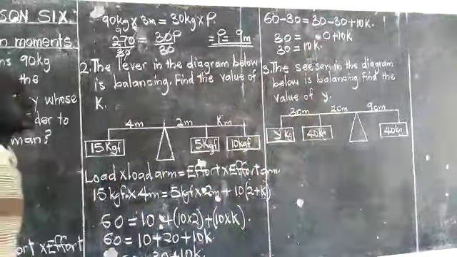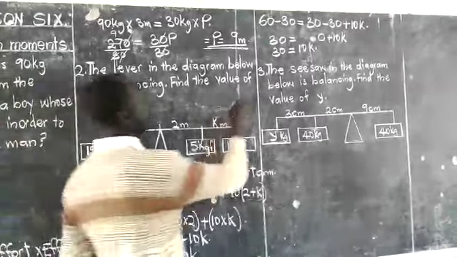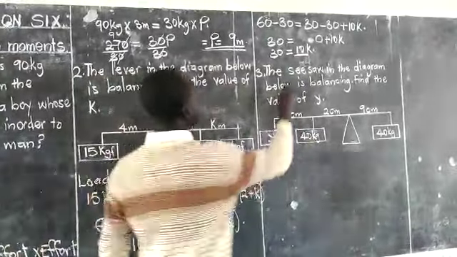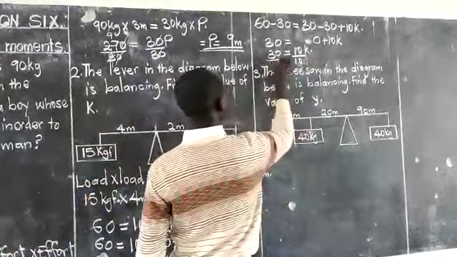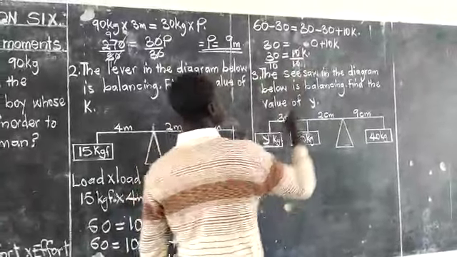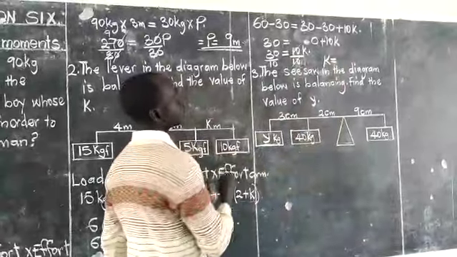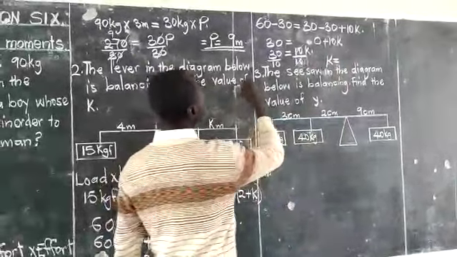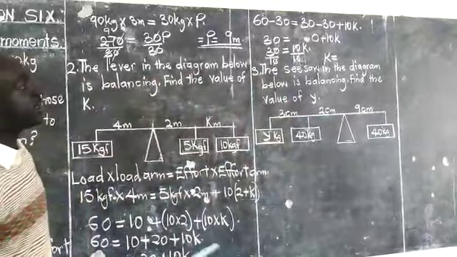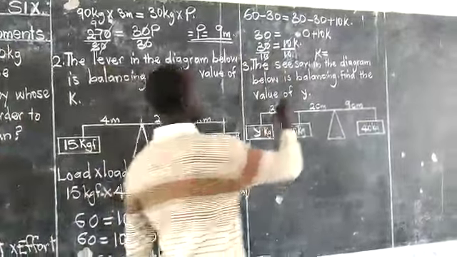Now to find the value of k, you divide both sides by 10. Where you say 10 divided by 10, then this 30 divided by 10. 10 by 10 gives you 1, leaving you with k is equal to 30 divided by 10, this 0 goes with this, leaving you with 3 and 1. So 3 divided by 1 gives you 3.